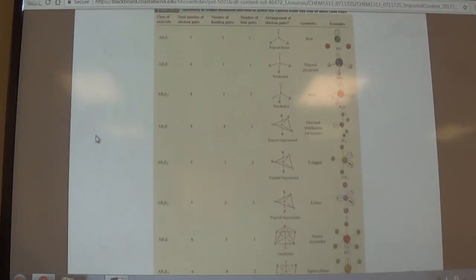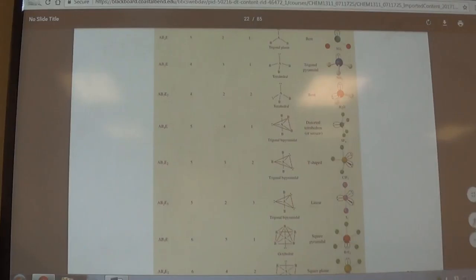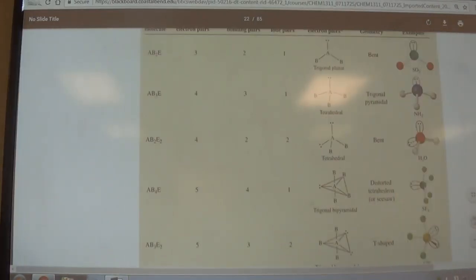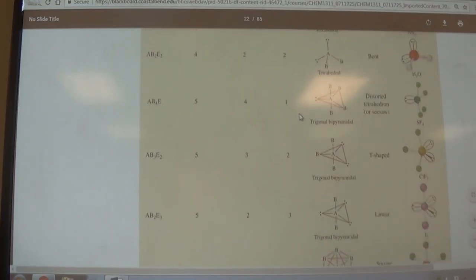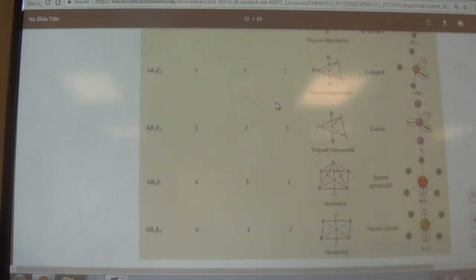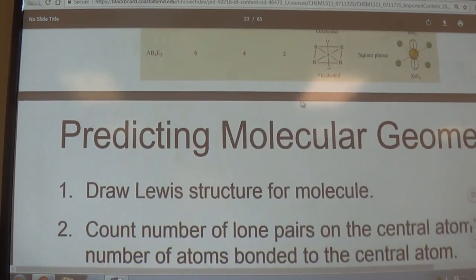This one here would probably be a good one. It summarizes what we've been saying here. This is the geometry of simple molecules and ions in which the central atom has one or more lone pairs. Okay. And it shows you some of these examples that we looked at, all in one sheet. Okay?